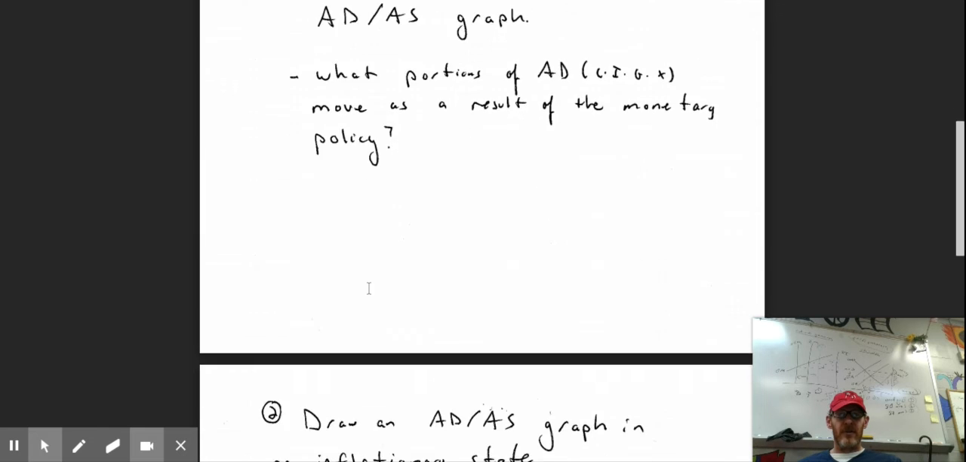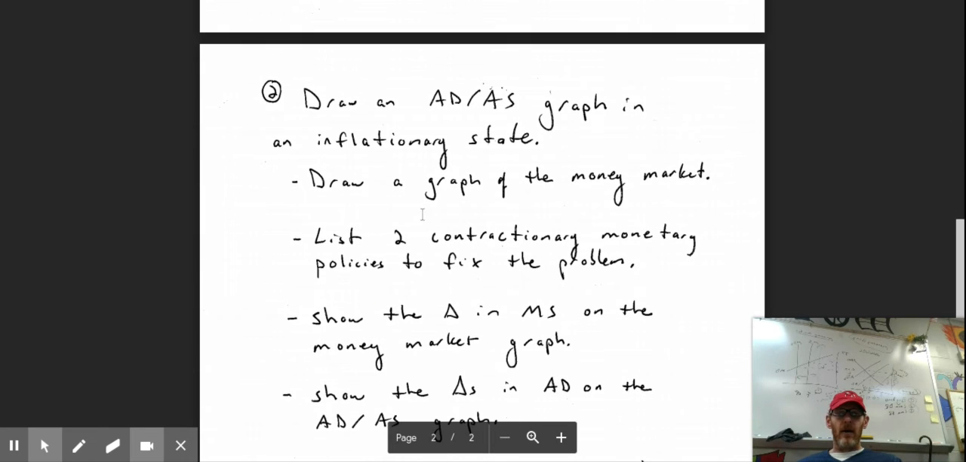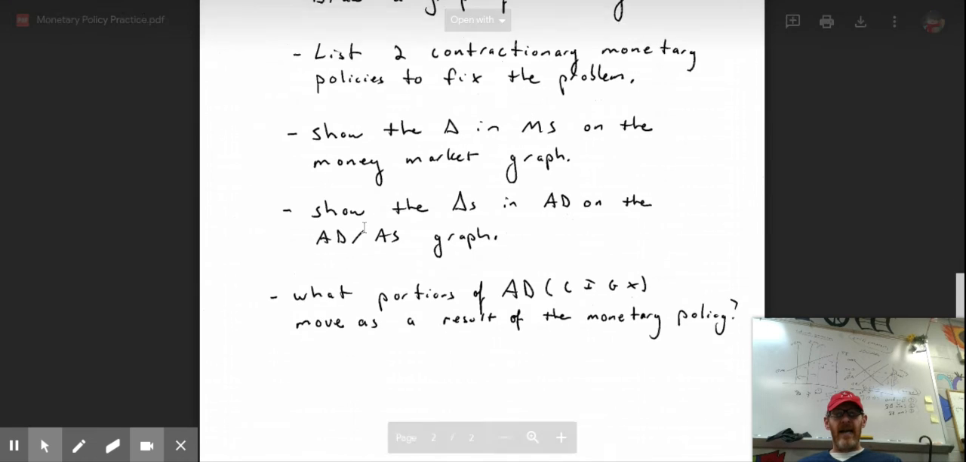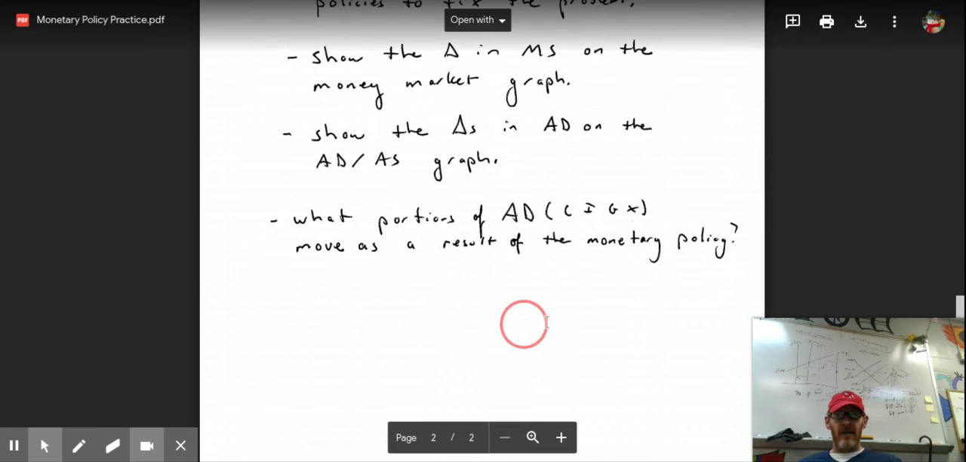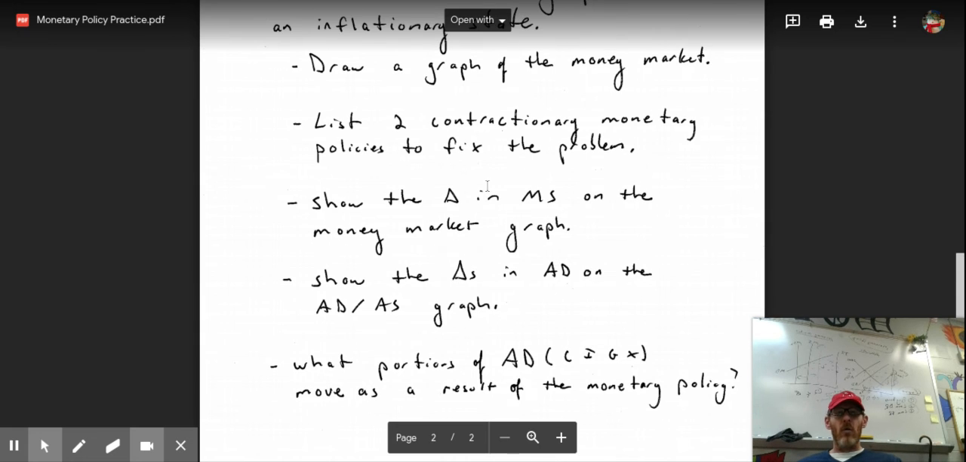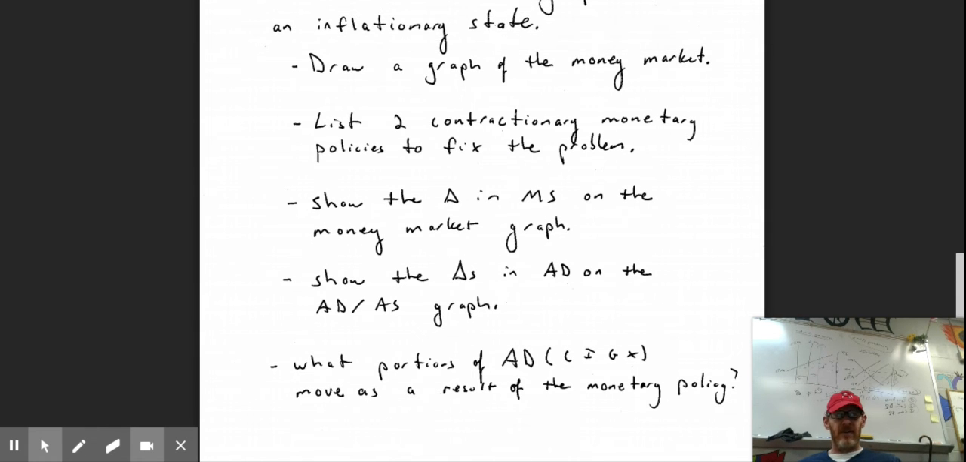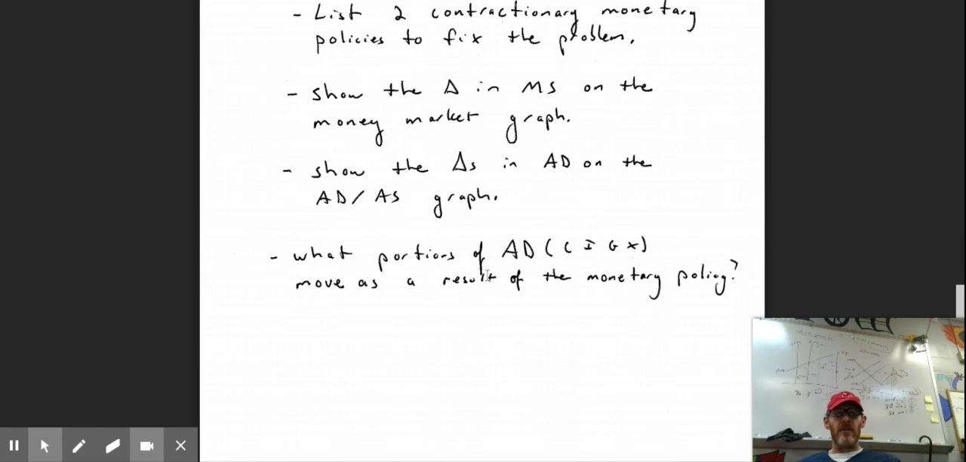And then again on this number 2, now draw the ADAS graph in an inflationary state. Draw an inflation, and then show what would be 2 contractionary policies to fix this inflationary problem. Again, the inflationary state, you can see those on the videos I've done. You should have seen that a bunch of times before. What's going to happen on the money supply? Which way is it going to go? What's going to happen to interest rates? And then as a result of the money market moving, what's going to happen to aggregate demand? Which way will that go? And then obviously, what portions of AD will that affect? It'll be the same ones. It's always the same ones. I just want you to get used to doing that.